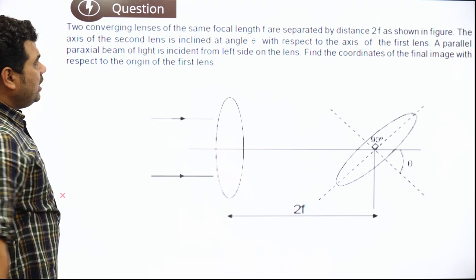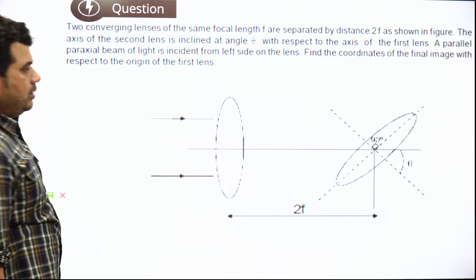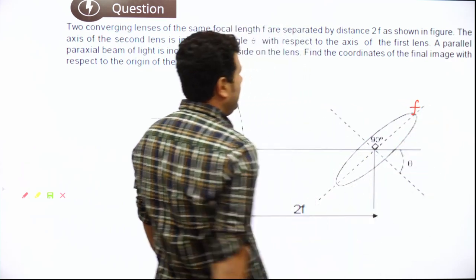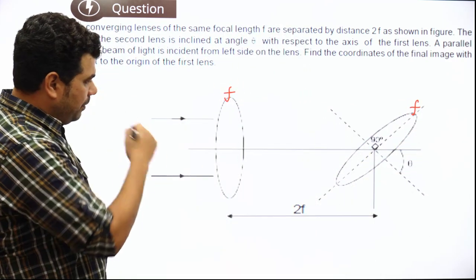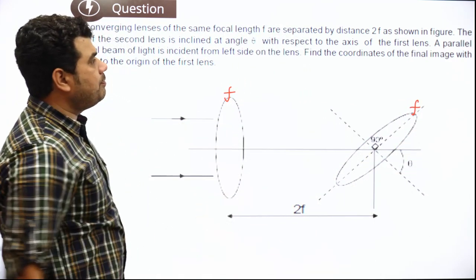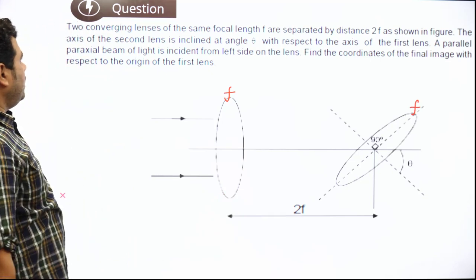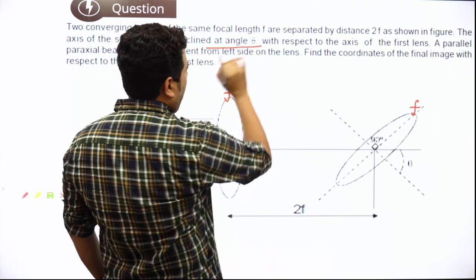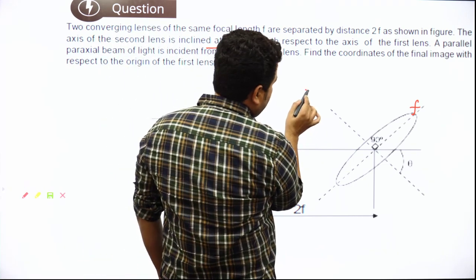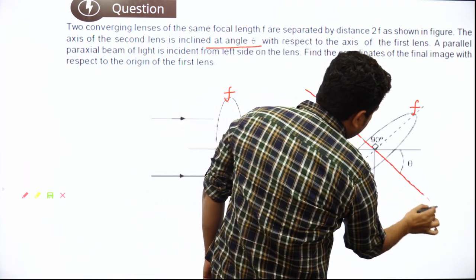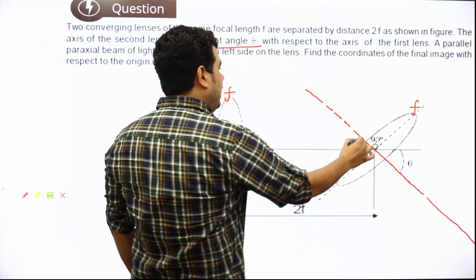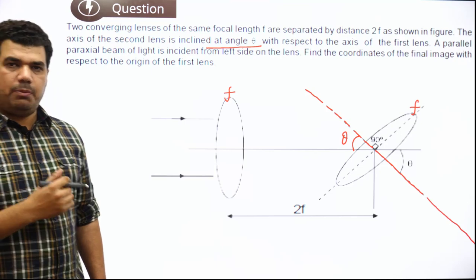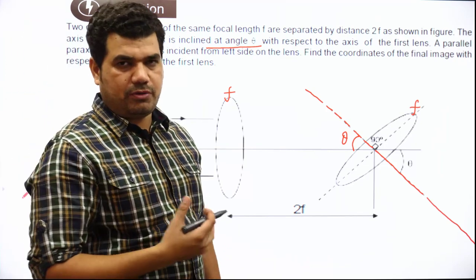Two converging lenses of the same focal length. This has the focal length F. It also has a focal length F. And they are separated by 2F, as shown in the figure. The axis of the second lens is inclined at an angle theta. This is the principal axis of the second lens, which is actually inclined at an angle theta with respect to the axis of the previous lens.